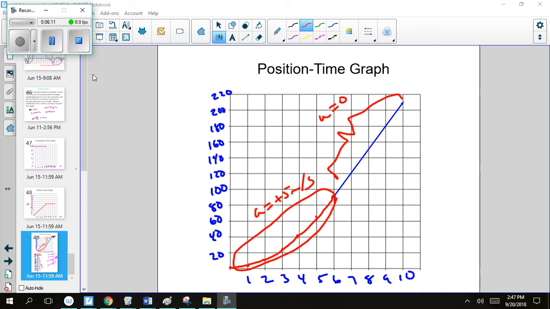As far as the quiz goes, make sure that you are able to do some position time graphs. Make sure you're able to use our equations. All are fair game.